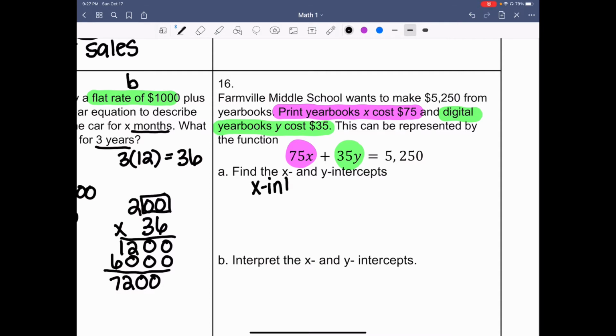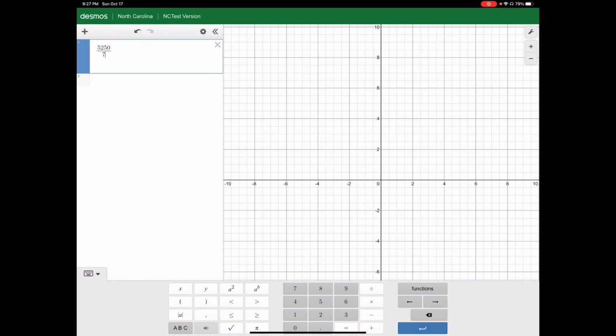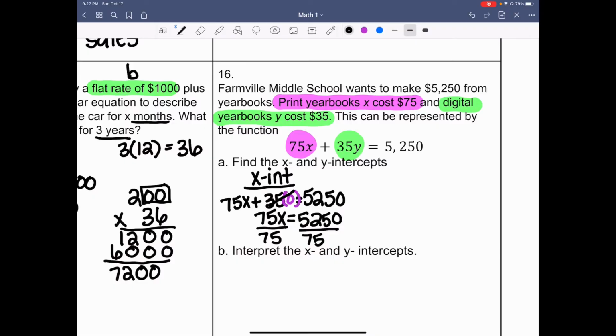So I'm going to find my x-intercept. I'm going to plug in 0 for y. So 75x plus 35y equals 5,250. And right here where the y is, I'm going to plug in 0. And when I plug in 0, that's going to get rid of that y value. So I have 75x equals 5,250. And divide by 75. Now I'm going to pull up the calculator. And when I divide that, we get 70.